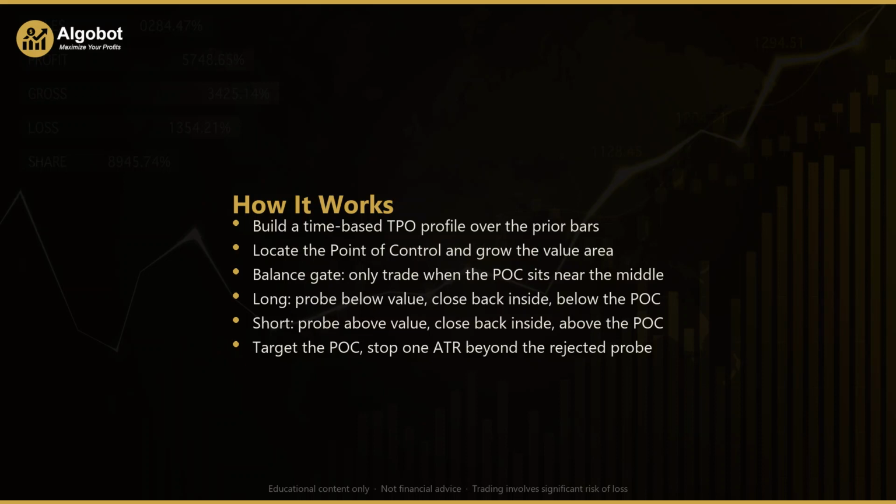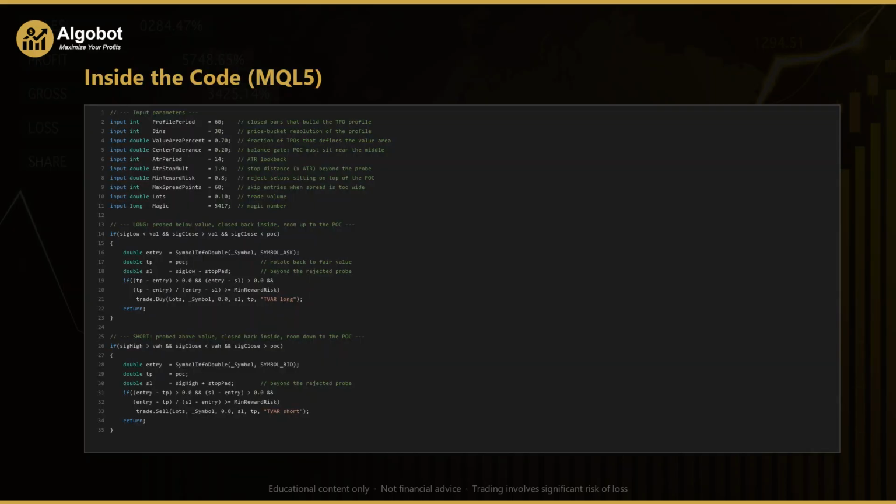Before either order is sent, a minimum reward to risk filter checks that the distance to the point of control is worthwhile compared with the stop distance. If the setup is already sitting on top of fair value, it's skipped. One position per magic number, and the ATR stop and the point of control target manage every exit. Let's read through the code as it appears in MetaEditor. At the top are the input parameters.